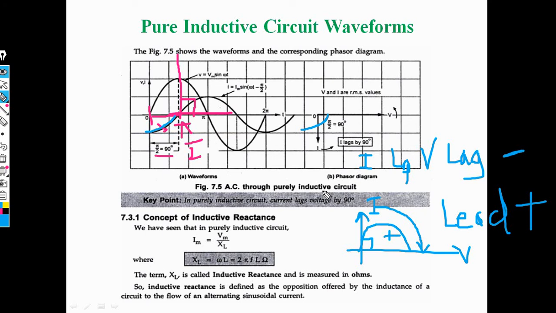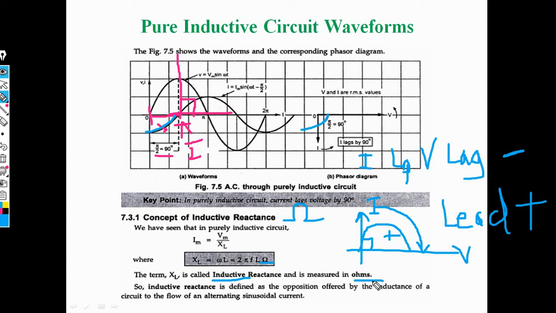Now the pure inductive circuit depends on the lagging concept and leading concept. The formula for a purely inductive circuit is Im is equal to Vm upon XL, where XL is equal to omega L is equal to 2 pi f L. The unit is ohm. XL is called the inductive reactance and it is measured in ohm.